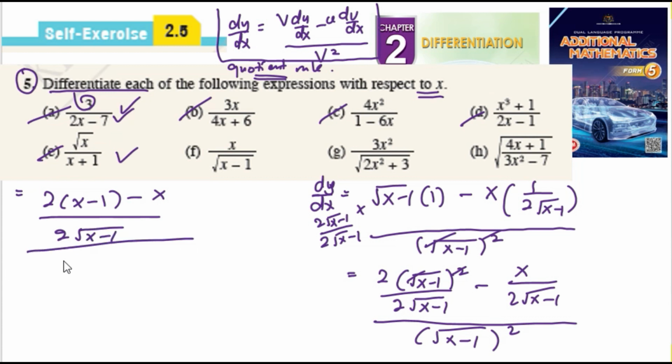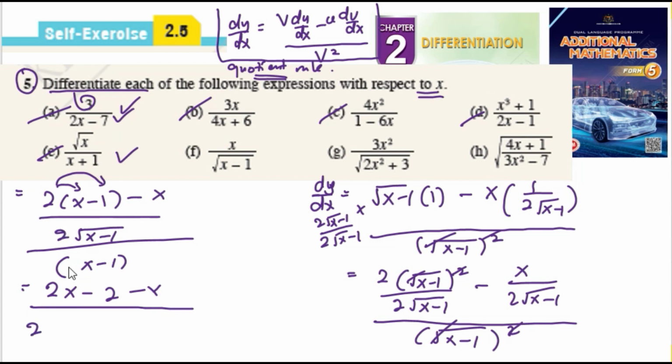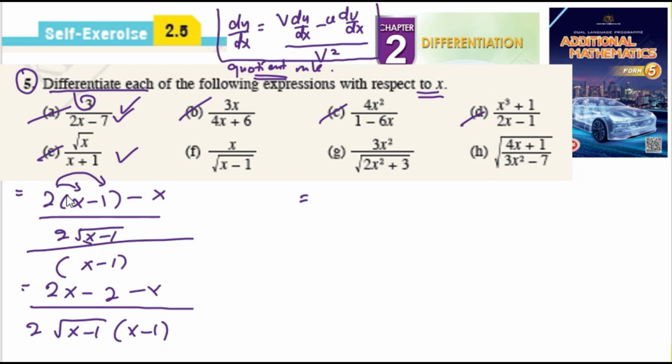So divided by x minus 1, because you can cut off the square root. Right, so this one is equal to 2 times x, 2 times negative 1, minus x. So this one is equal to 2. So this one is square root, okay. But this one, you see here, you have x minus 1 and you have x minus 1, right? Okay, never mind, just write it first. So this one is x minus 1, right? Okay, now 2x minus x is x minus 2. So you see here, this one is x minus 1, this one is x minus 1.